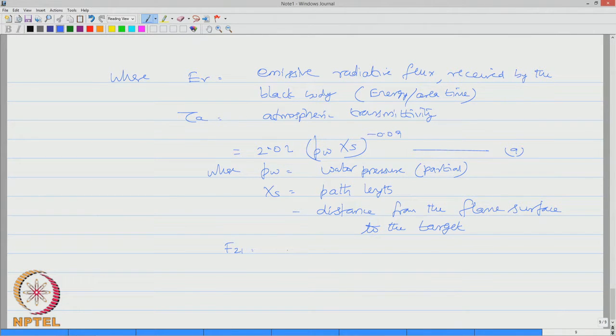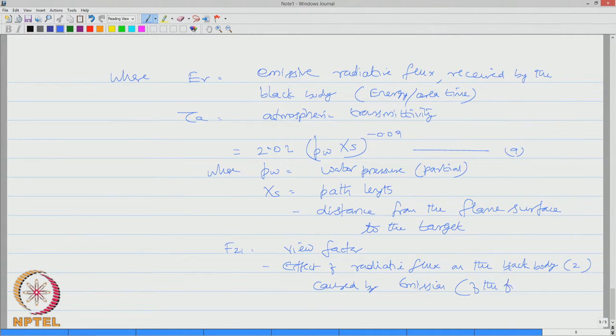F21 is called the view factor, that is the effect of radiative flux on the black body, let us say that is 2, caused by emission of the fireball, which is 1. So, that is F21.